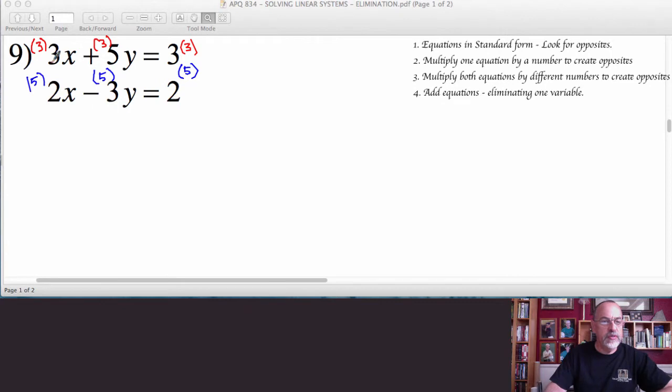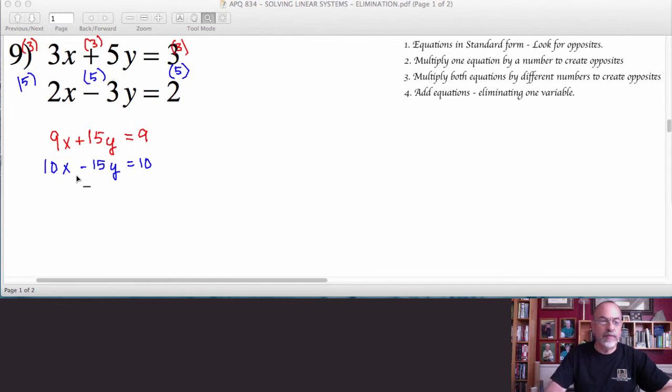So the first equation, we multiply everything, so we're going to have 3 times 3, which is 9x. 3 times 5 is 15y, and then 3 times 3 is 9 over here. For the second equation, I have 2 times 5, which is 10x. I have 5 times negative 3, which is negative 15y. There are my opposites. And then I have 2 times 5, which is 10.